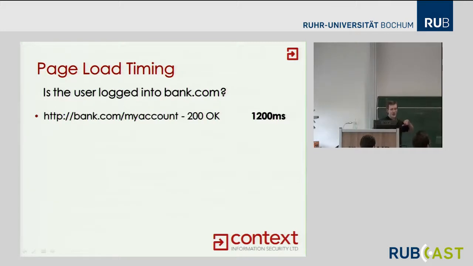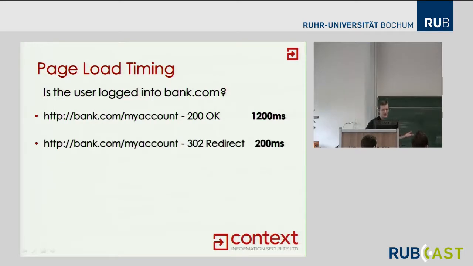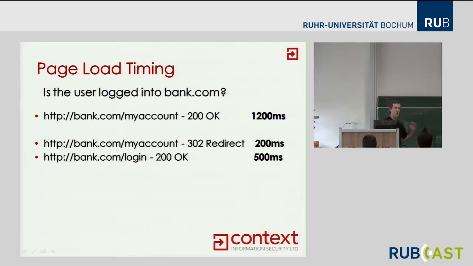So what if this malicious website makes a request to this URL, bank.com/myaccount? If the user is logged in, then this page will return a 200 OK, and that takes a certain amount of time, say 1200 milliseconds. What if the user is not logged into the website? In that case, you would try to visit the My Account page, but because you're not logged in, the website would redirect you back to the login page. So in this case, two HTTP requests have happened, and together, maybe they take less time than actually viewing the account page.